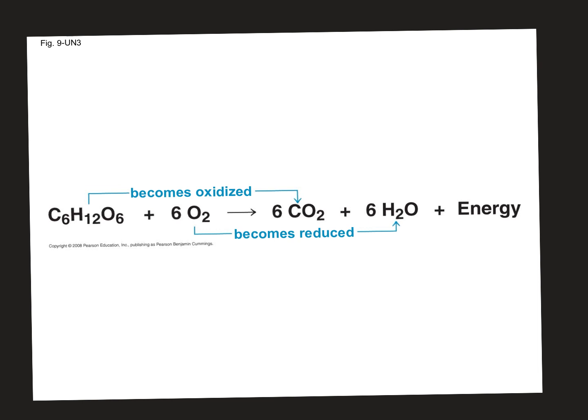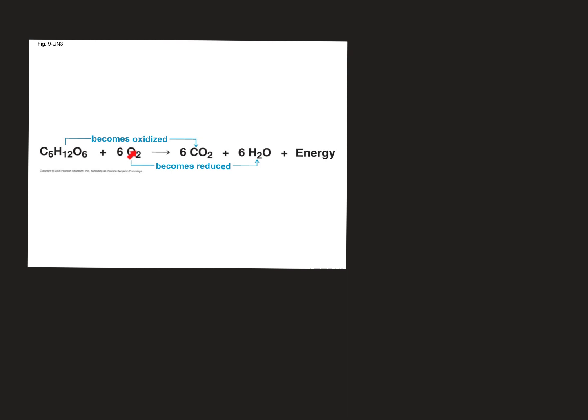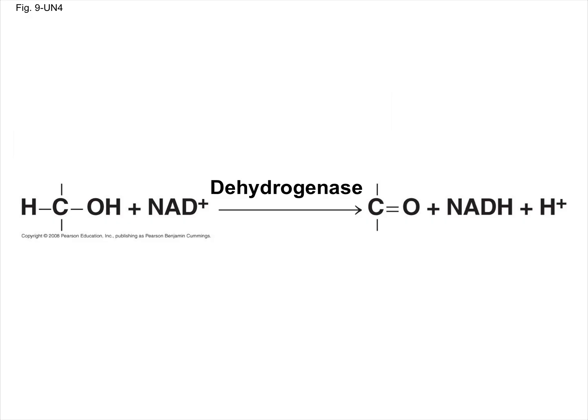So C6H12O6 plus oxygen yields CO2 and water and energy. This is the energy we're going to use to make ATP. This becomes reduced into water. This becomes oxidized into CO2. Again, the opposite of photosynthesis.